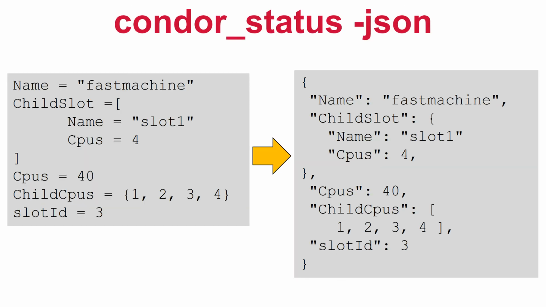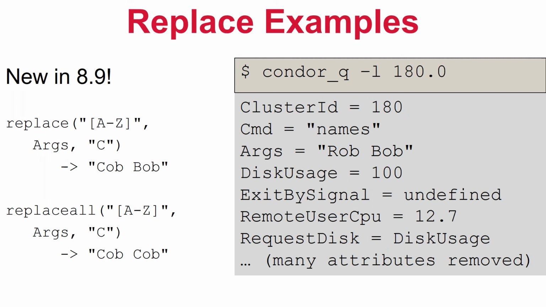The first is the JSON format output. While condor_status -l is the long native format of ClassAds, we can also format ClassAds in the JSON language by passing the -json option to condor_status or condor_q. This can be useful for commands that parse the output of Condor command lines.